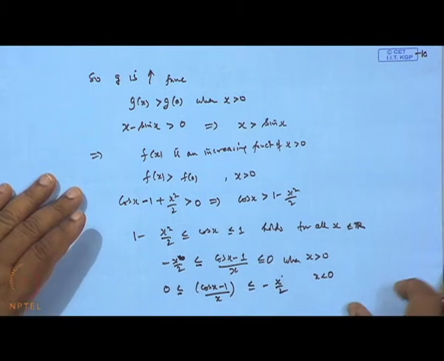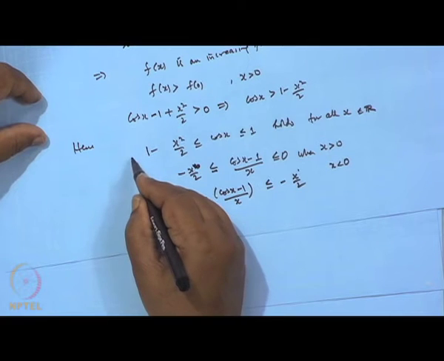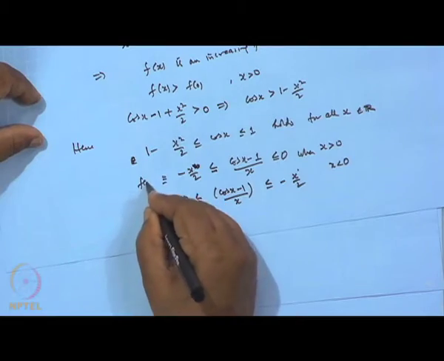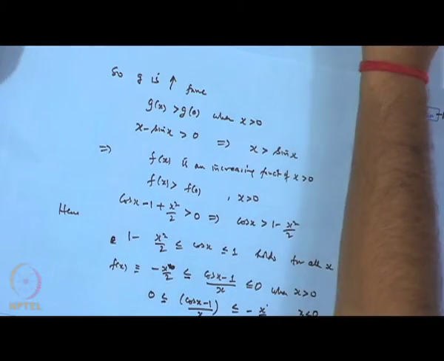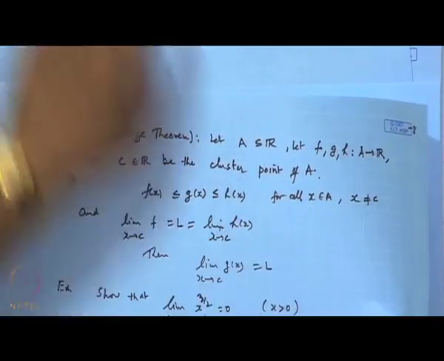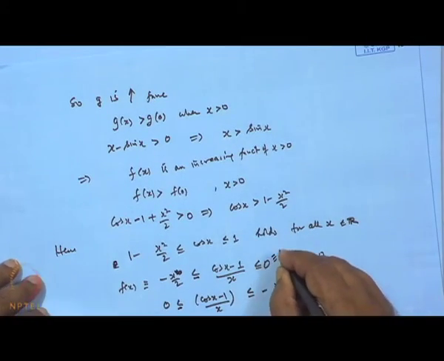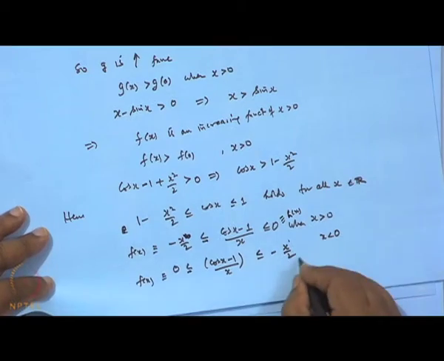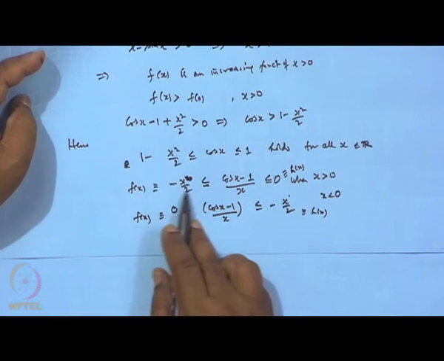Okay. Now, take the limit of this. So, what happens by the Squeeze theorem? Here this is our f x, this is our g x and this is our h x. In this case, this is our f x and this is our h x. Now, if I apply the Squeeze theorem, the limit of f x when x tends to 0 is 0.